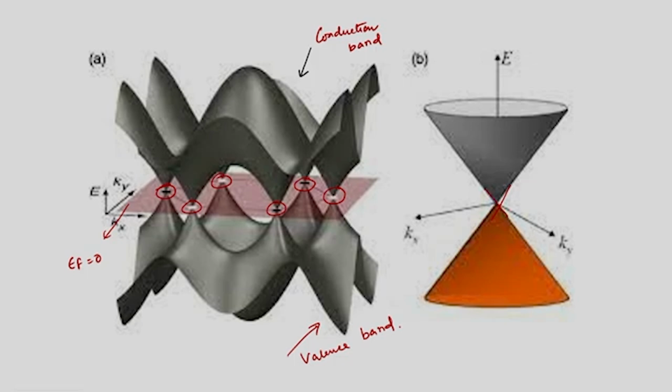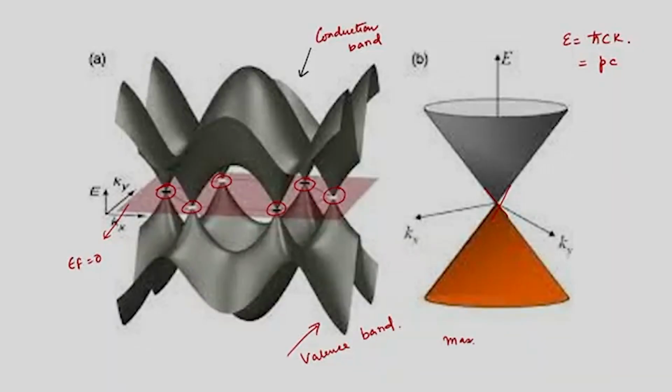So, it is a linear dispersion, and linear dispersion is equated to the behavior of photons. Photons have a behavior which is like E equals pc, the extreme relativistic limit of a particle, or you can call it a massless particle. That is why the electrons in graphene show the character of massless Dirac fermions. This term is very common.